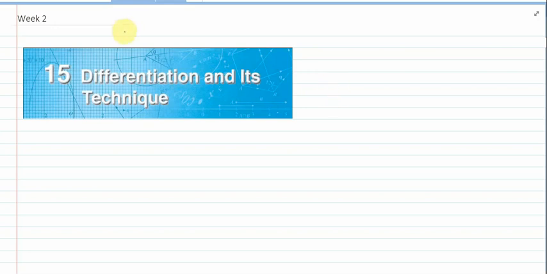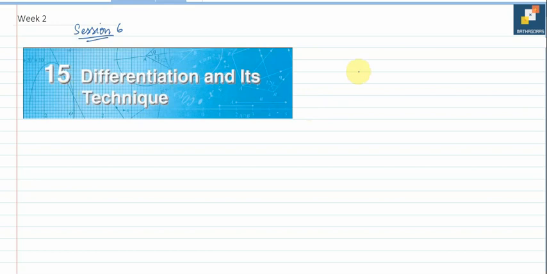Alright class, it's week 2 and it's session number 6. In the previous week we revised the topics from your class 10th, which include functions, linear log, trigonometry and circular measure. We attempted different past paper questions for the basic revision, right? Now in today's class we are going to start from your O-level syllabus, with chapter number 15, that is differentiation and its technique.